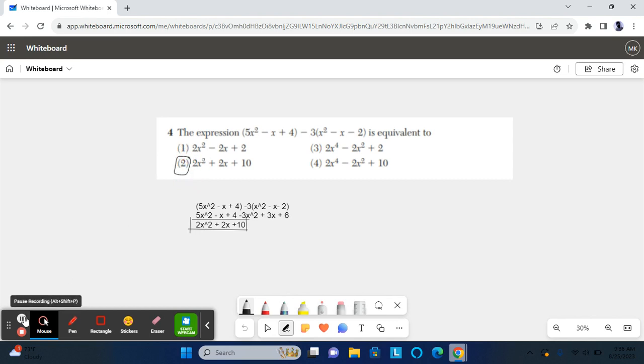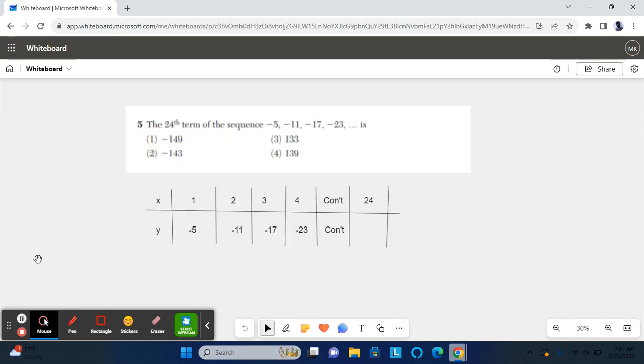Let's move on to the next problem. For question 5, it says the 24th term of the sequence -5, -11, -17, -23 is. I made a little chart down here to put the x value, which is the number of terms, and the y value, which is the actual number, like the value stored in that term. As you can see, there's a pattern, and that can be put into an equation, which is y equals 1 minus 6x.